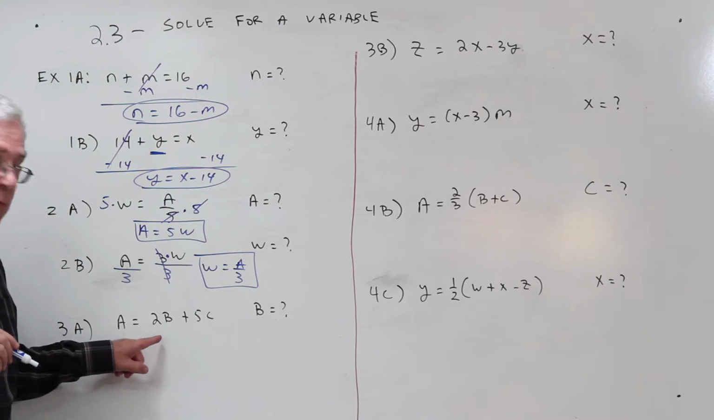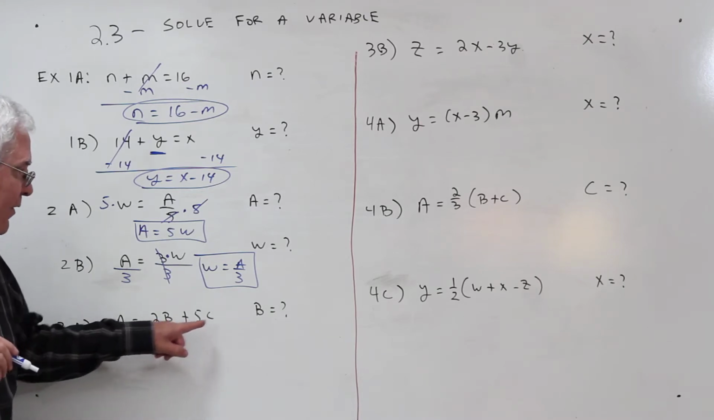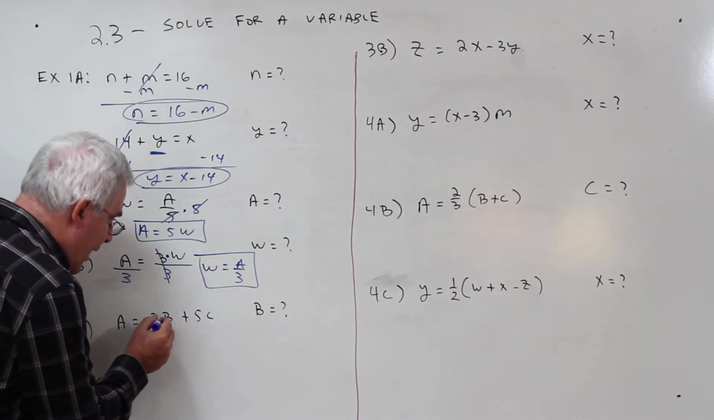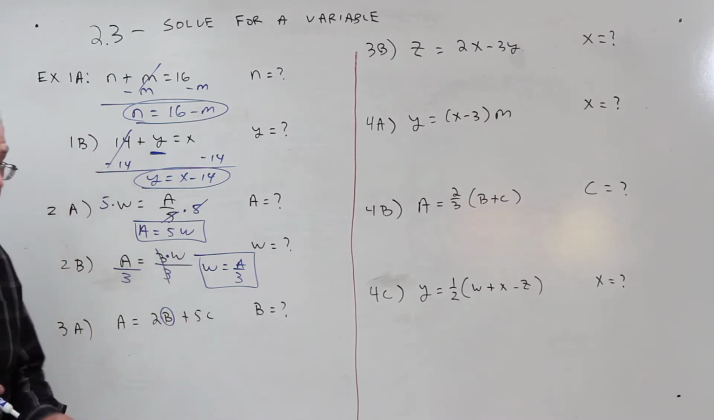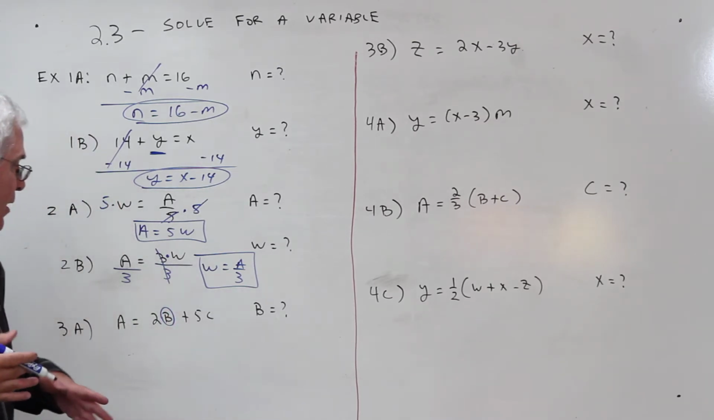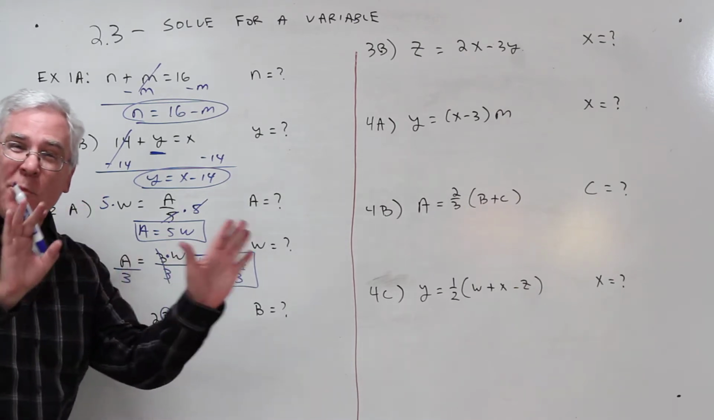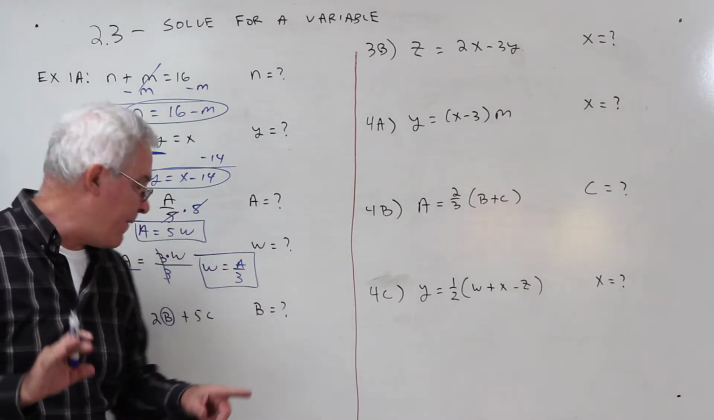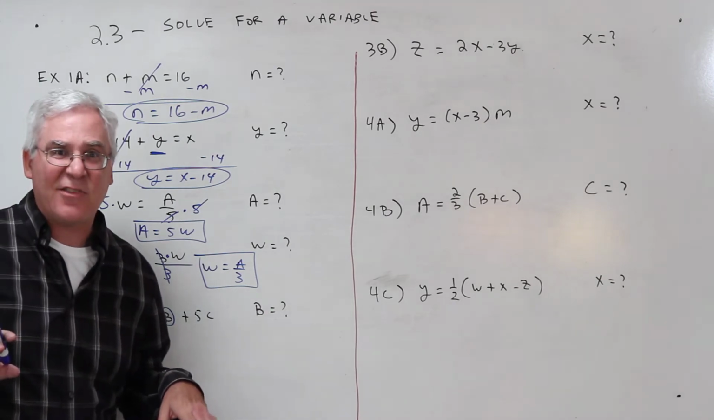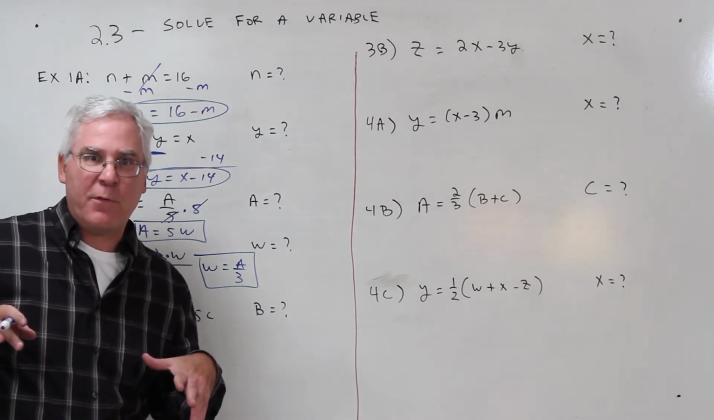a equals 2b plus 5c, and I want to get b all by himself. Now we got a few things going on. You don't want to right away divide by 2. You always want to take care of that plus minus stuff and then deal with that coefficient last. It's kind of like reverse PEMDAS, if you will.